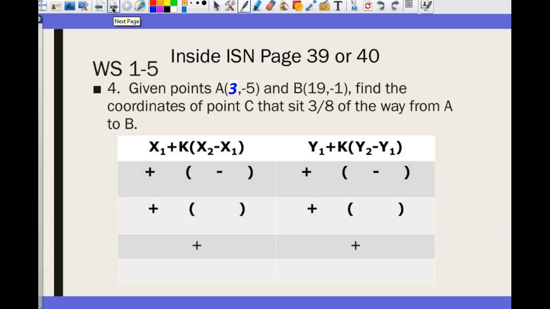This is your warm-up. I may have gone over this one yesterday in class, but I went over it really, really quickly. So I'm going to give you guys 5 minutes. I want you to write this down in your ISN. You don't need to write this part. This part's just to help you do it. Write this down. Try to solve it. If you have questions, I can come help you.